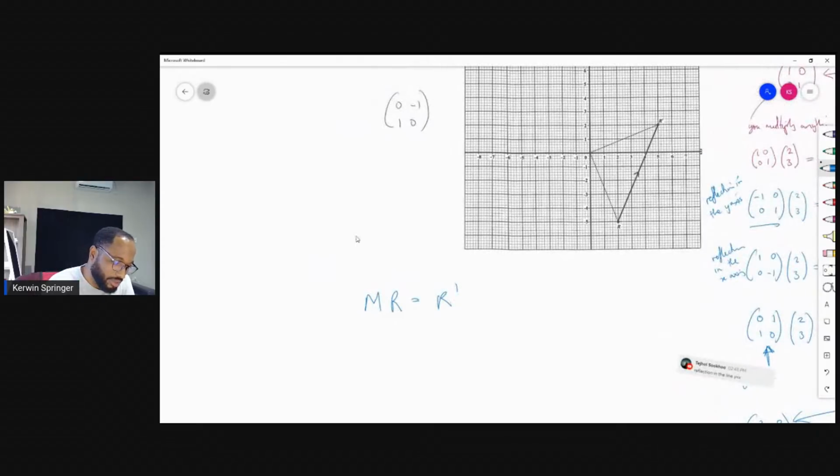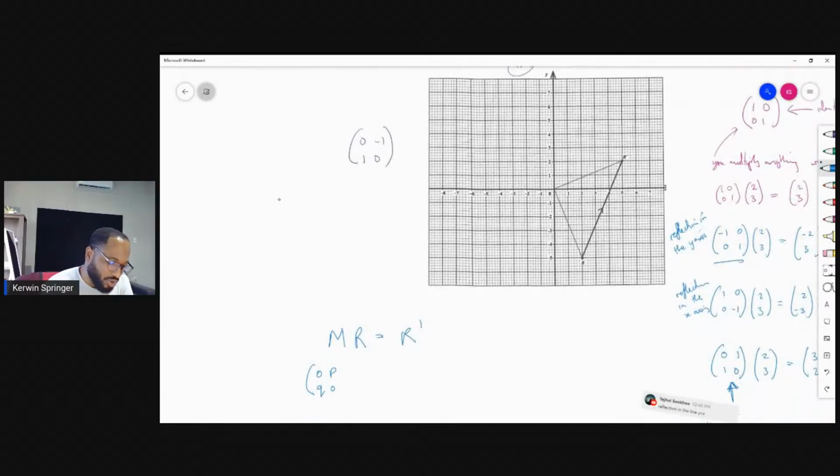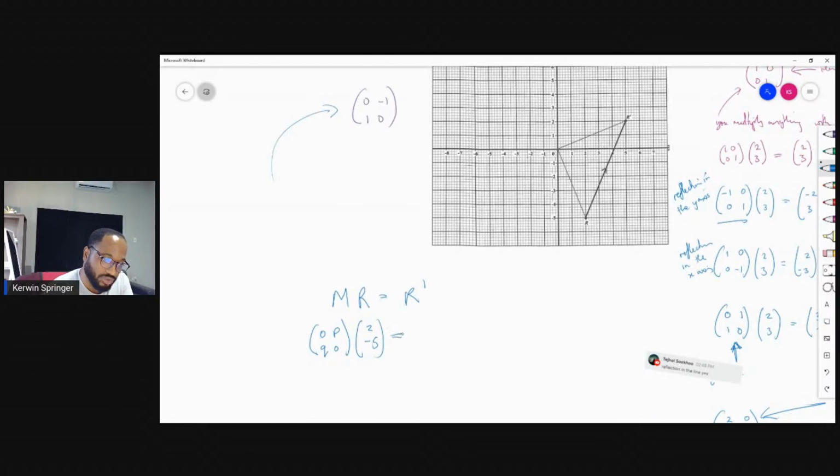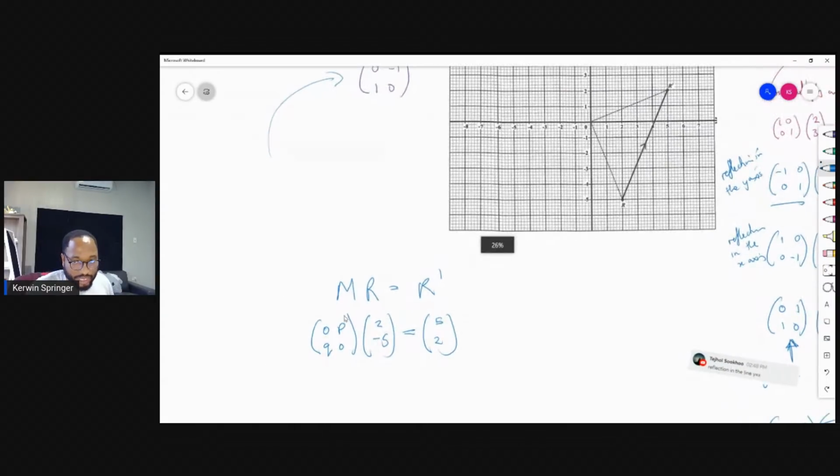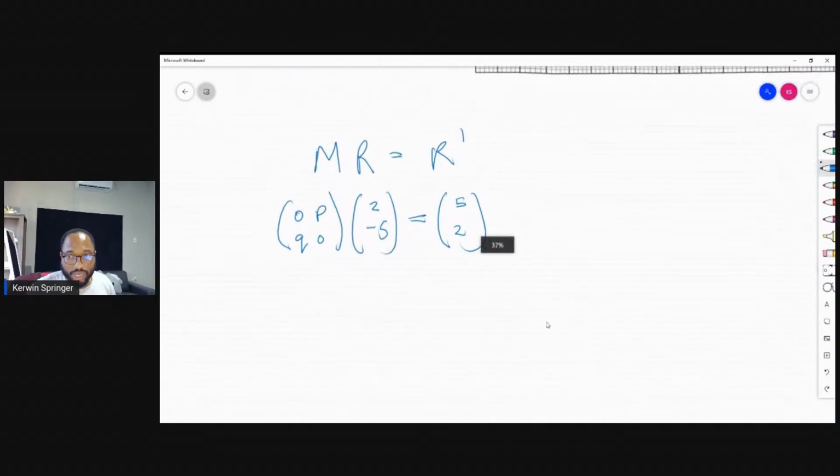So M was 0, p, q, 0. We don't know what p and q are according to them. R, we need to figure out. R is 2, -5. I just look at the graph and I see 2 on the x, -5. And I know what R prime is too: 5, 2. From this, you can figure out P and Q.